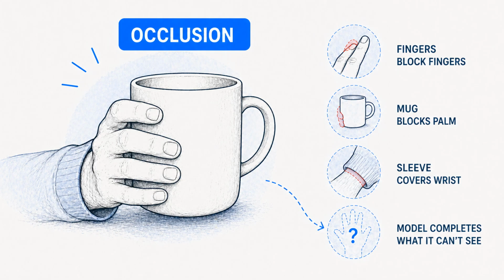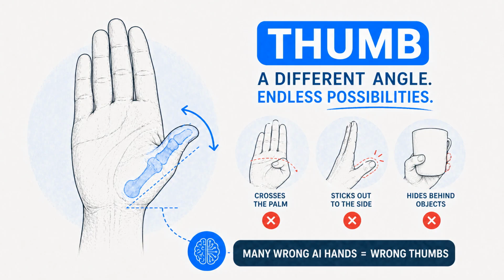Fingers block fingers. A mug blocks the palm. A sleeve covers the wrist. When only pieces are visible, the model may complete the hand in a way that looks plausible for a second, but falls apart when you inspect it. The thumb is especially difficult because it sits at a different angle from the other fingers. It can cross the palm, stick out to the side, or hide behind an object. Many wrong AI hands are really wrong thumbs because the thumb has its own geometry.